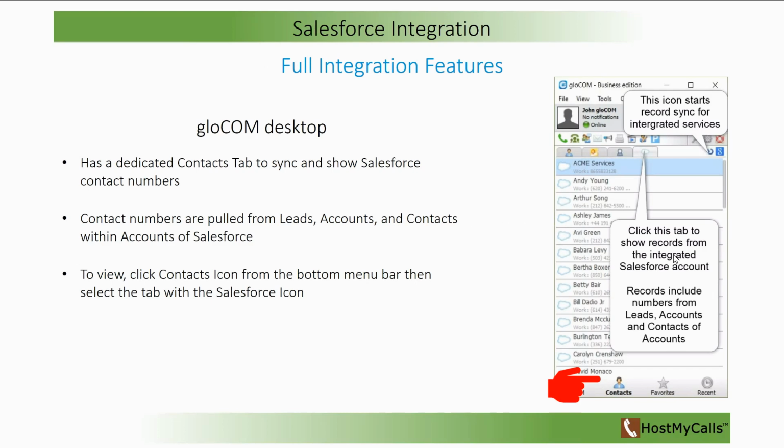On the right-hand side of the screen, you will see the Glowcom window. Clicking on the contacts icon at the bottom of the Glowcom window shows Glowcom contacts. There are several different tabs for different types of Glowcom contacts. With the full integration version, one of those tabs has the Salesforce.com logo at the top. Clicking on that tab shows contact numbers from leads, accounts, and contacts within accounts of all the Salesforce.com contacts.